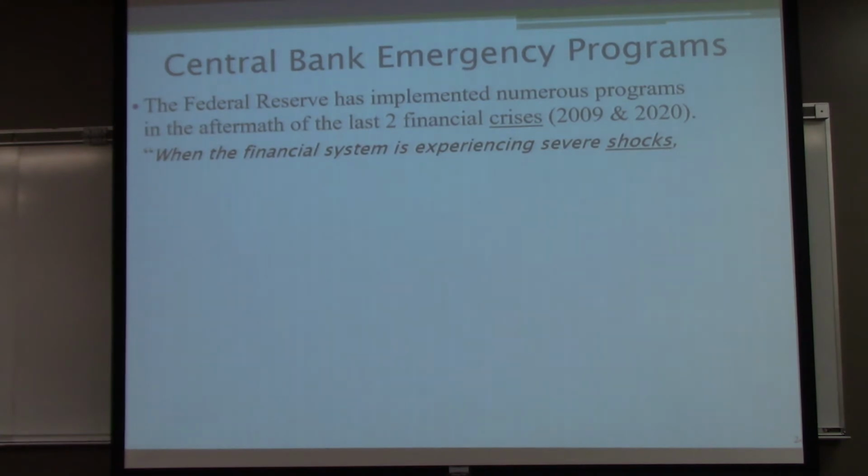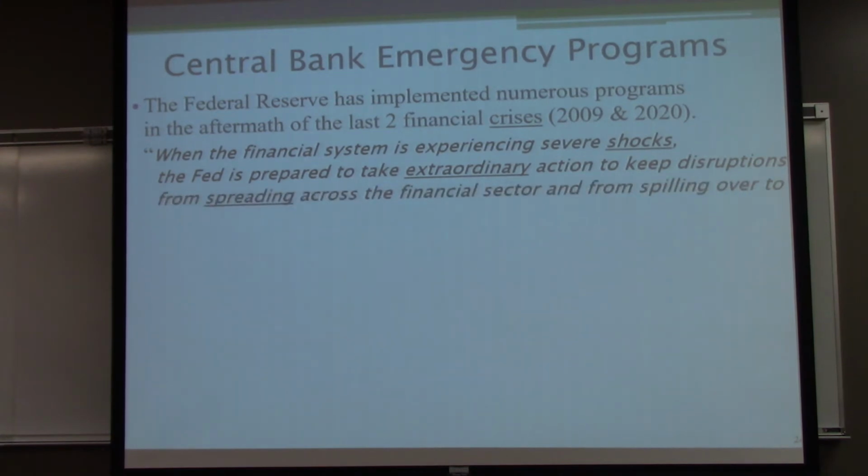So, when the financial system is experiencing severe shocks, the Fed is prepared to take extraordinary actions to keep disruptions from spreading across the financial sector and from spilling over to the broader economy. So the Fed is trying to calm things down. They don't want a domino effect that will spread across the financial system. They want to keep it localized, keep it as contained as possible.